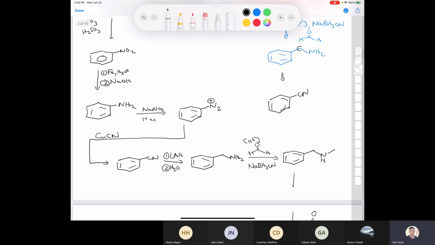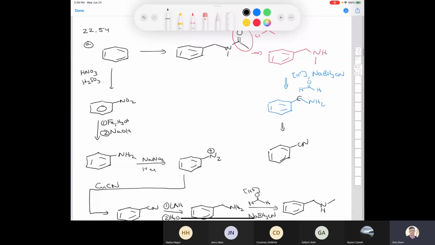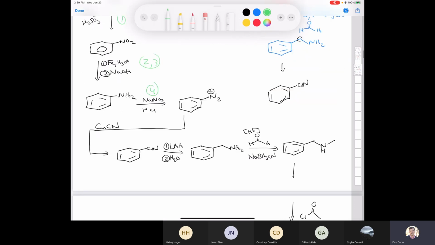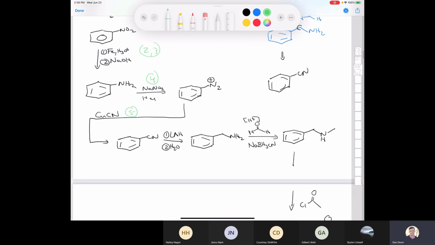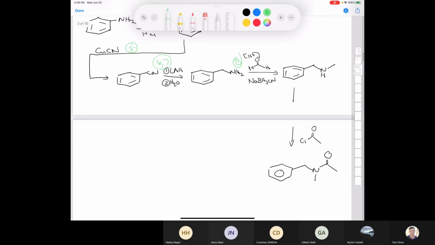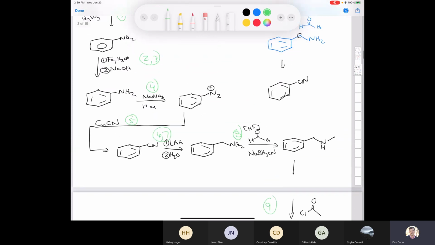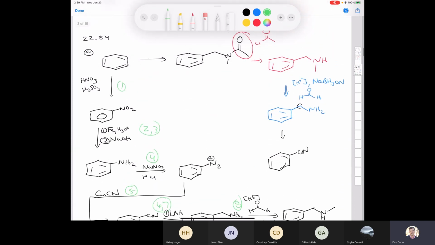So, I mean, how many steps is this total? Let's count. I'll use the green pen. We've got 1, 2, 3, 4, 5, 6, 7, 8. Wow. 9-step synthesis in order to make that compound. So not a simple synthesis, that's for sure. Okay, a lot of steps.